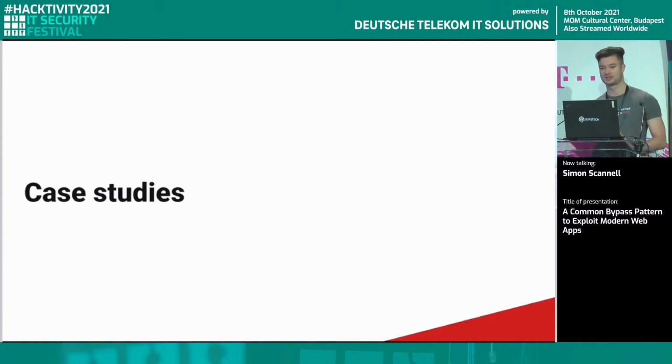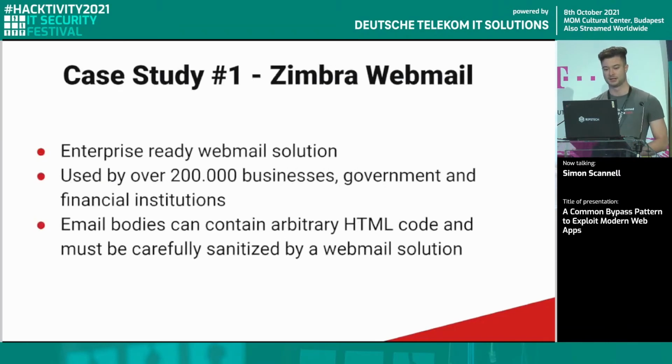So let's dig into some case studies to see how this would actually play out in a real life scenario. As the first example, we have Zimbra Webmail. We've mentioned earlier, it's an enterprise-ready webmail solution. What that means is basically you install a new server, you get a mail server, you get an IMAP server, an SMTP server, you get a web interface to read your emails. According to their website, it's used by over 200,000 businesses, government, and financial institutions, which makes it quite an attractive target.